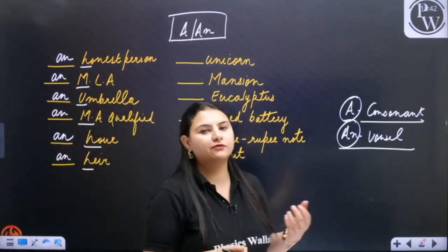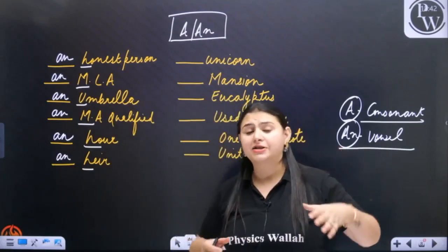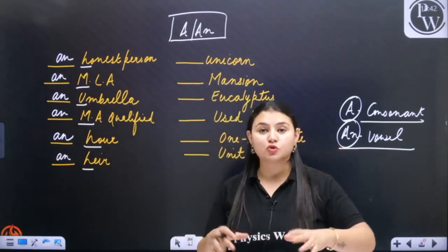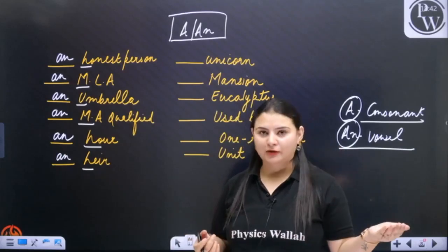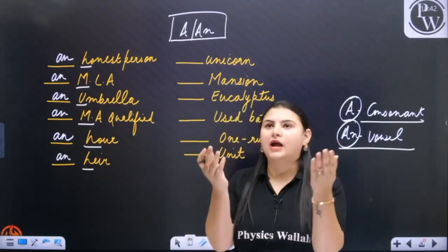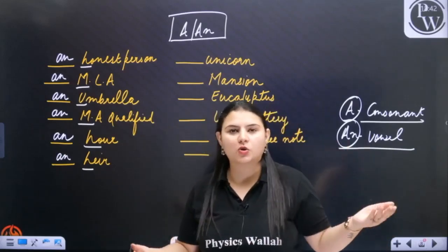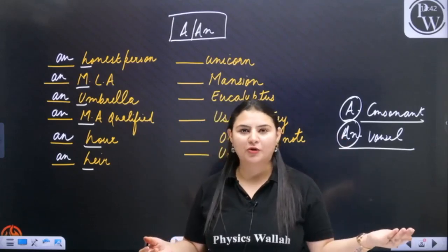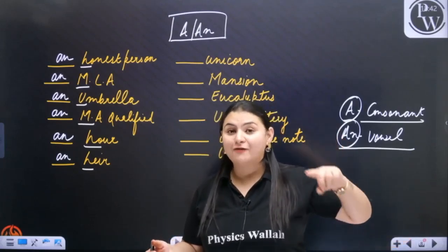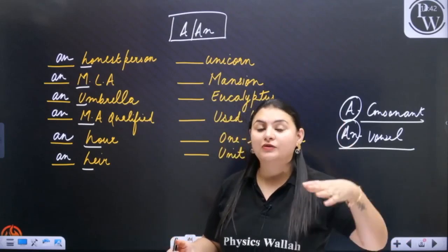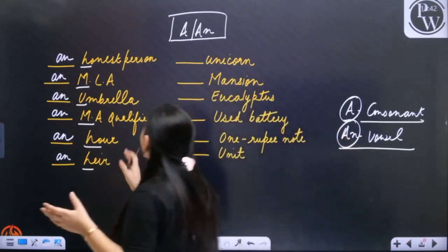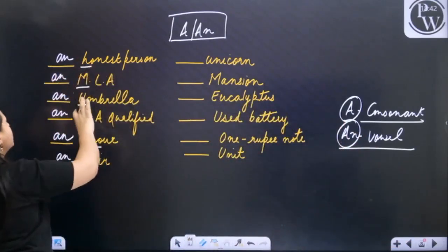Now, why did we do that? We did that because we have to see the sound of the vowel. We do not have to just look at whether it's starting with a consonant, then we'll put a before it. No. We have to look at the sound. We have to listen for the sound. Honest. Now, honest is starting with a vowel sound.